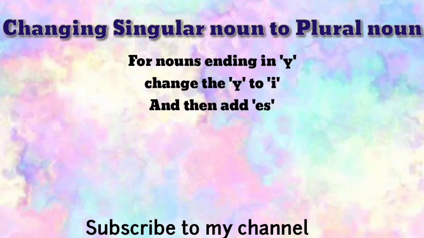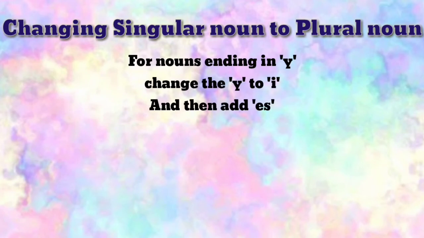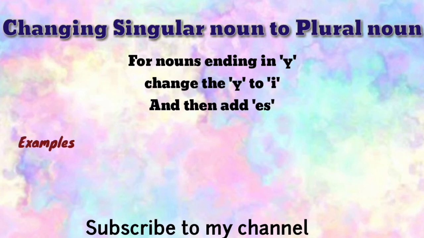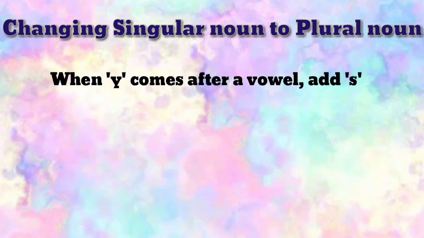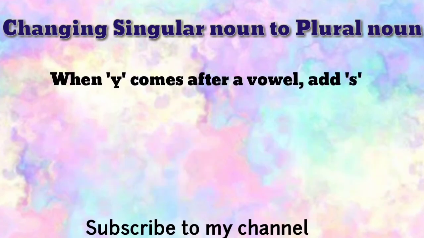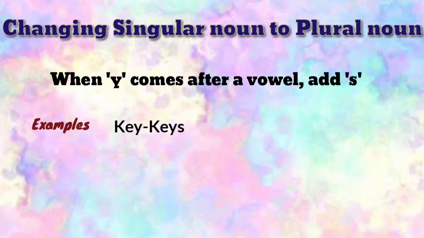Students, for nouns ending in y, change the y to i and then add es. For example, lady, ladies, family, families. When y comes after a vowel, simply add s. Those are the examples: key, keys, day, days.